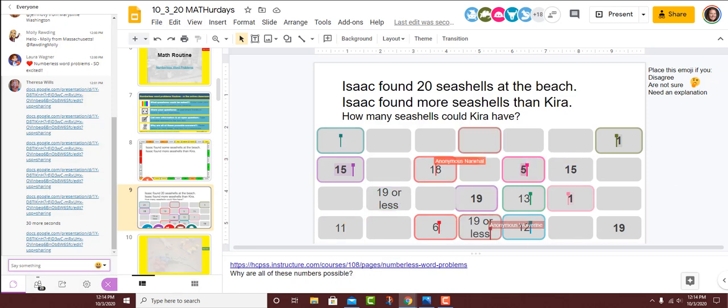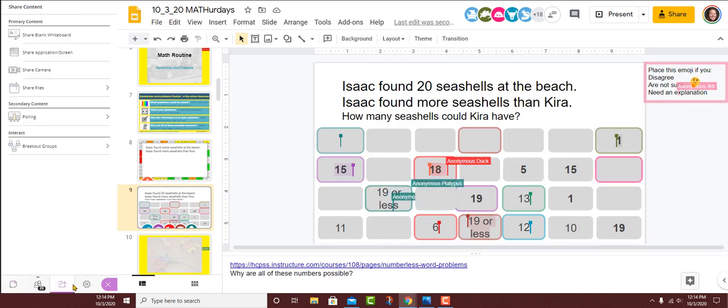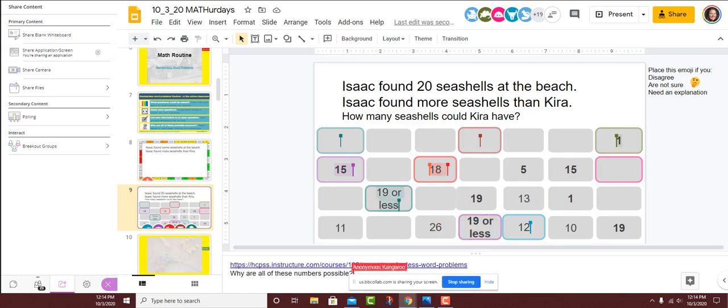You'll also notice in the little corner there, I have a thinking emoji. He's off of the slide, just off to the side. And if there's one that you disagree with, or you're not sure about, or you need an explanation, feel free to drag that emoji down to any of the ones that you might feel that way about.